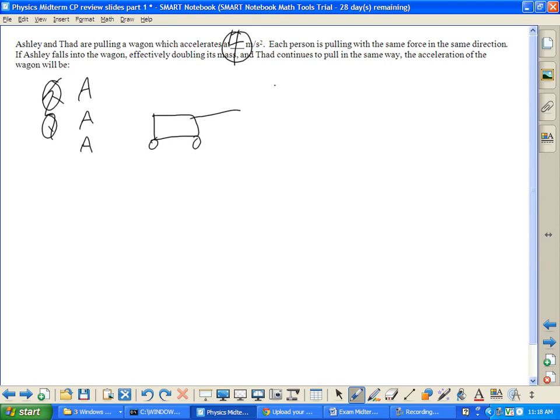Ashley and Thad are pulling a wagon which accelerates at 4 meters per second squared. I guess we'll just assume it's accelerating that way, though it's not clear. Each is pulling with the same force in the same direction. Make a force diagram.